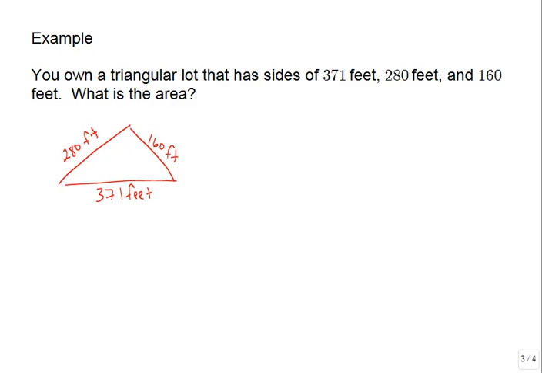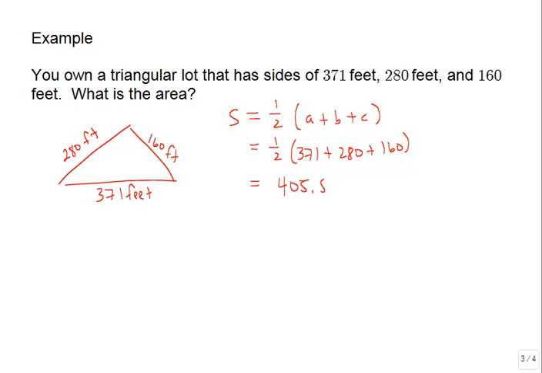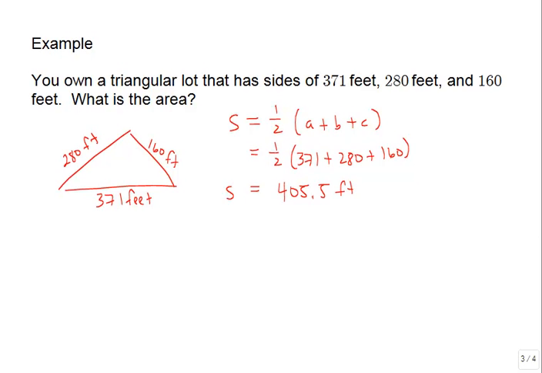Now before we can use Heron's formula, we have to find that semi-perimeter S. So S is going to be 1/2 all 3 sides added up. So this is going to be 1/2 times 371 plus 280 plus 160. And if you punch that into a calculator, you get 405.5 feet. So that's the S that we're going to use.